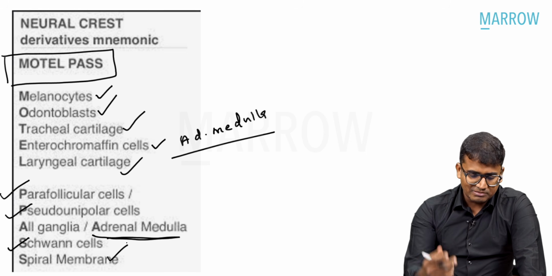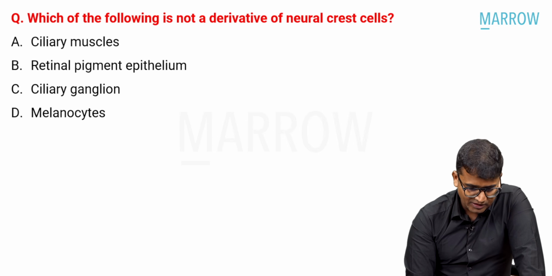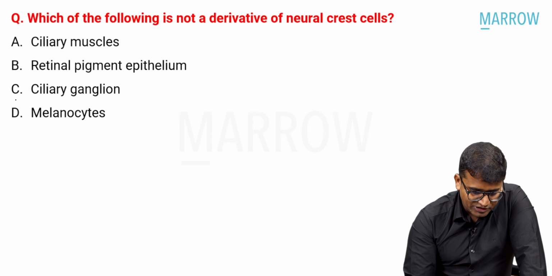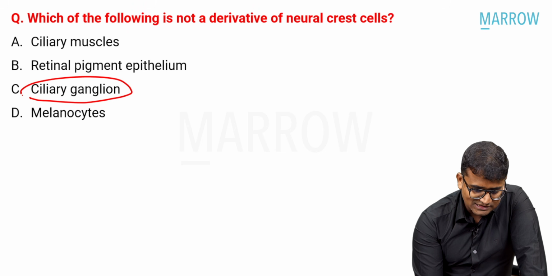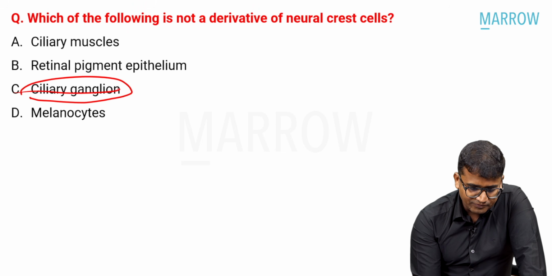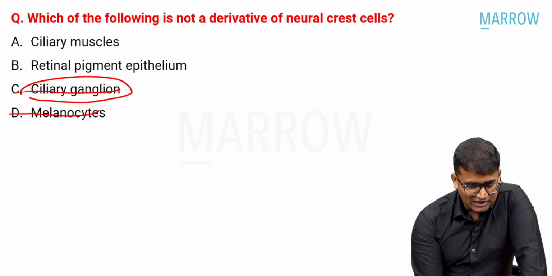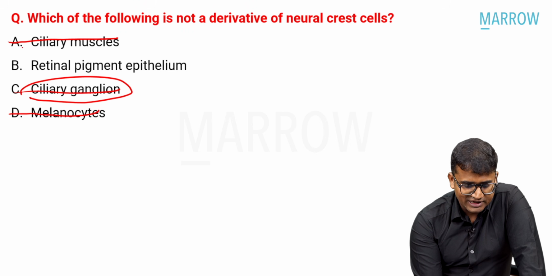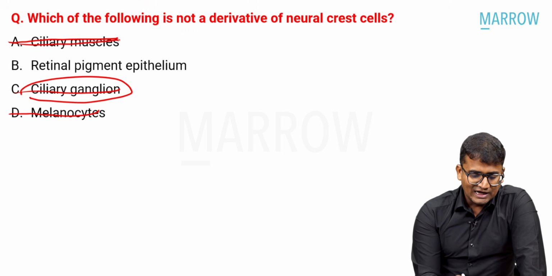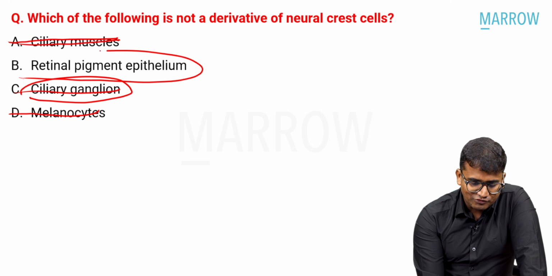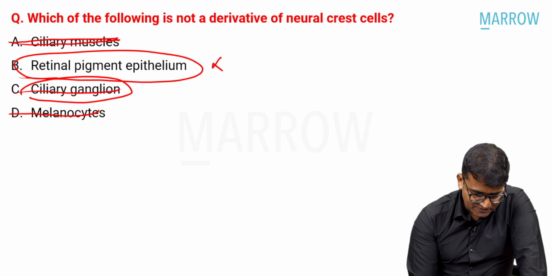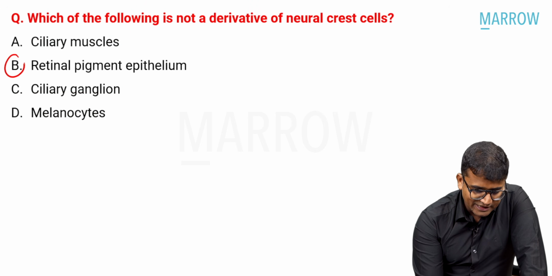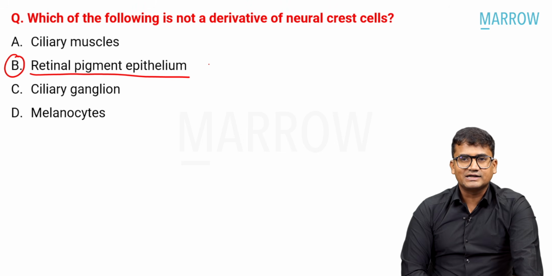So, these are the structures you have to remember for the neural crest derivatives. Now, all the ganglions are coming from neural crest cells, so C is a derivative. Melanocytes are a derivative. The ciliary muscles and ciliary body are also coming from neural crest cells. Retina is not derived from neural crest cells. So, the answer for this question is retina. Retina is not a derivative of neural crest cells.